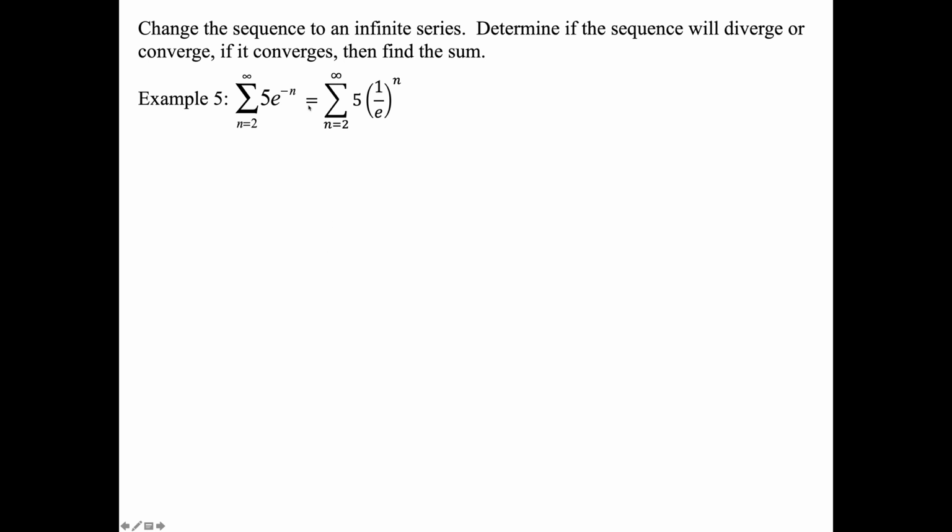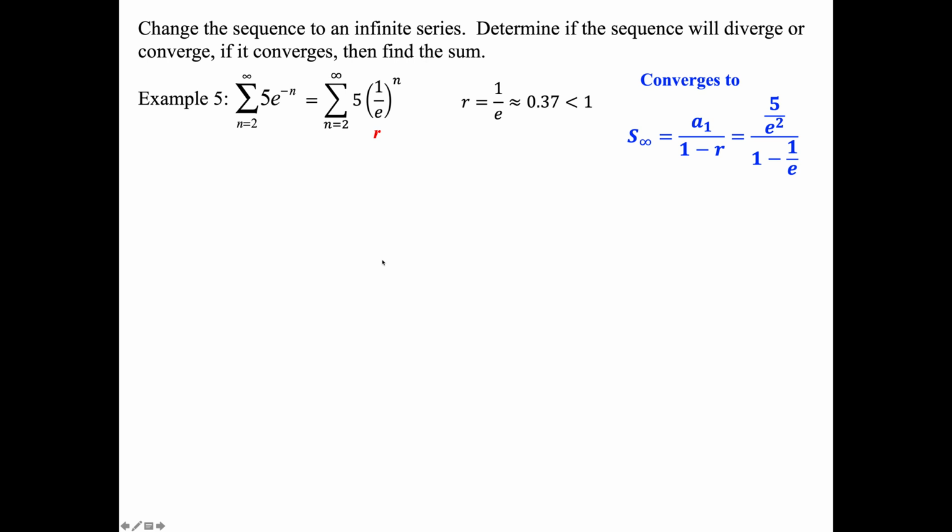Okay, great, we're back. All right, so make that a positive power, so that's 1 over e to the nth power. So there's your r. 1 over e is approximately 0.37, which is less than 1. This converges, so we can use this formula.